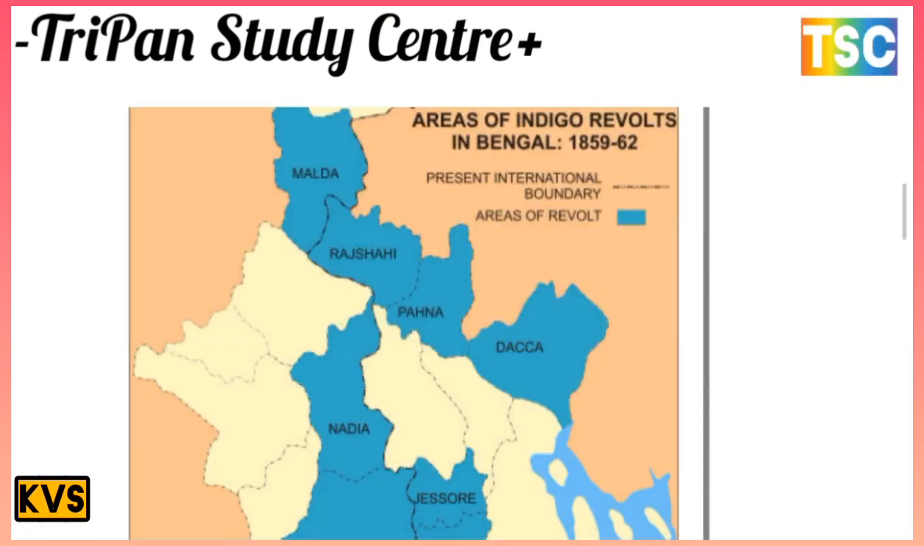Here is the map showing the most important parts of Bengal. The area of the indigo revolt in Bengal, 1859 to 62: Malda, Rajshahi, Pabna, Dhaka, and Nadia. This is the most important part here, the area of the indigo revolt in Bengal.